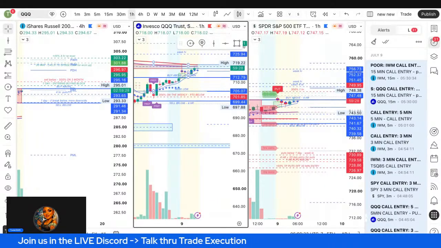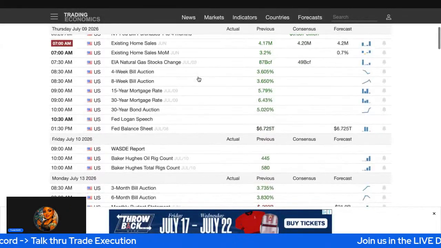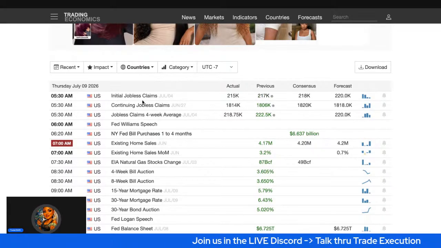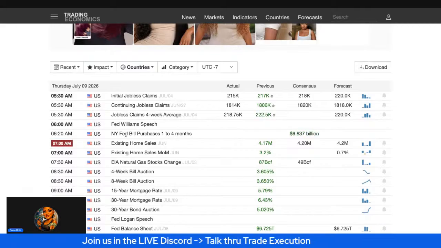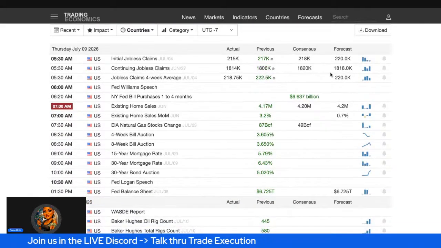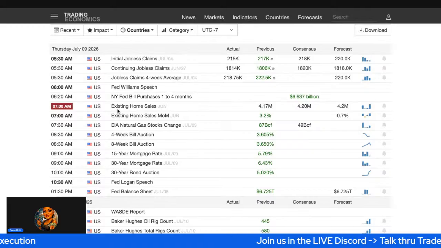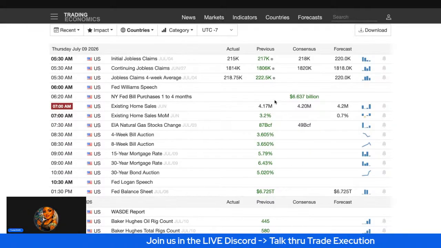And then let's go ahead and take a look at the economic calendar real quick. So we had some pre-market data at 5:30. In terms of initial jobless claims, we came in lower than what was forecast. Continuing jobless claims still came in a little bit lower than what was forecast. And then the average came in also lower over a 4-week average. We do have data dropping at 7 for existing home sales.